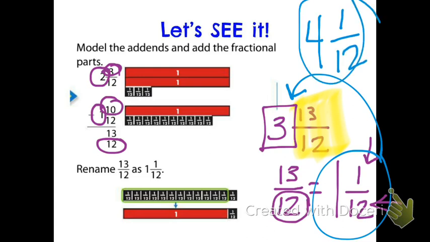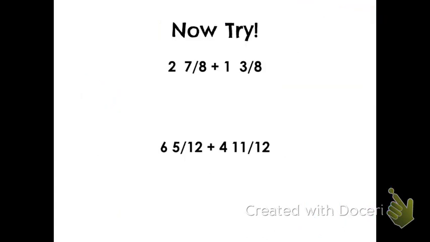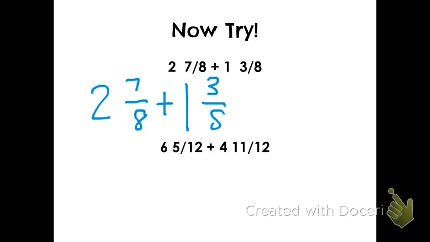So we're going to do that differently. So go ahead and write these down in your notes. I want to complete these together. So we have 2 7/8 plus 1 3/8. So I'm going to write that out like this. 2 7/8 plus 1 3/8.